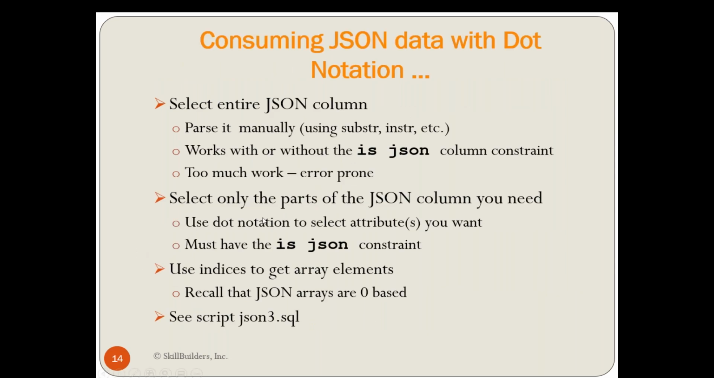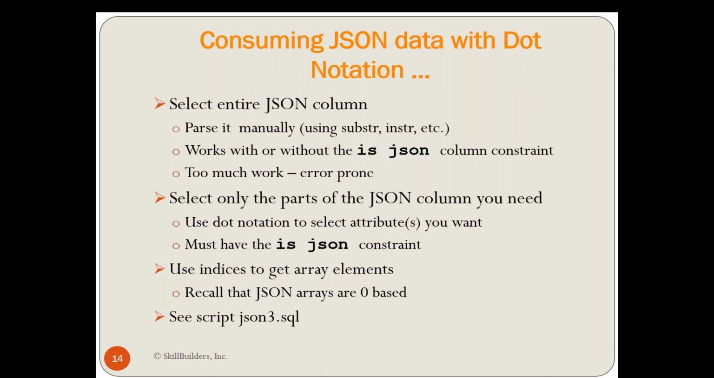Okay, now let's talk about the guts of this. You need a piece of the JSON document. So you've got this whole JSON document, and you have to pull out and select a piece of it. How can you get a piece? Well, we know you can select the entire column and put it in a CLOB or a VARCHAR2 if it's small. And then you can always parse it manually. Use your substring, instring, all that stuff. And that actually works with or without the isJSON column constraint. If it's a character string, as long as you know it's JSON, you can go parse it. Too much work, very error prone. We don't want to do that.